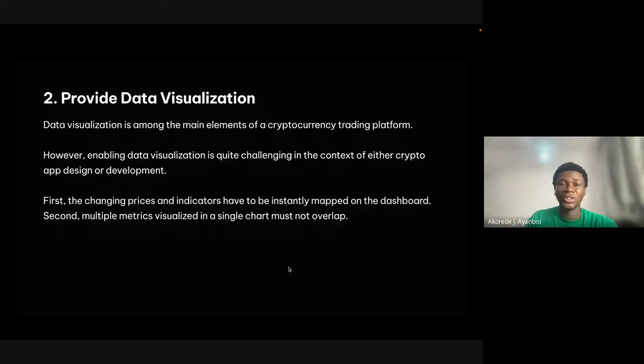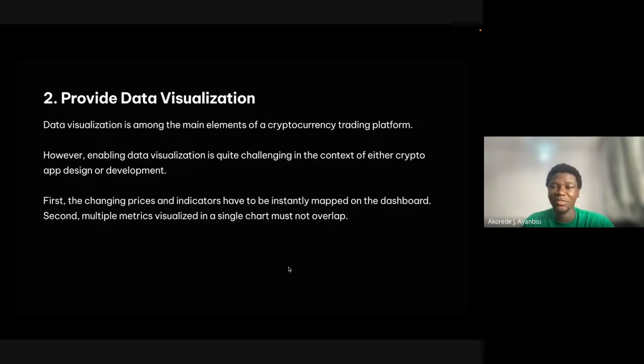So we are going to move to the second one, which is provide data visualization. In most crypto or blockchain products, you always notice that most of them have graphs or charts, especially decentralized finance, like Binance. You always see charts in the product, where you monitor how a cryptocurrency is doing against the day, whether it's 1 week ago, 1 month ago, or 24 hours ago. And there are some other metrics that you can analyze or visualize the data with. So data visualization is among the main elements of a cryptocurrency trading platform.